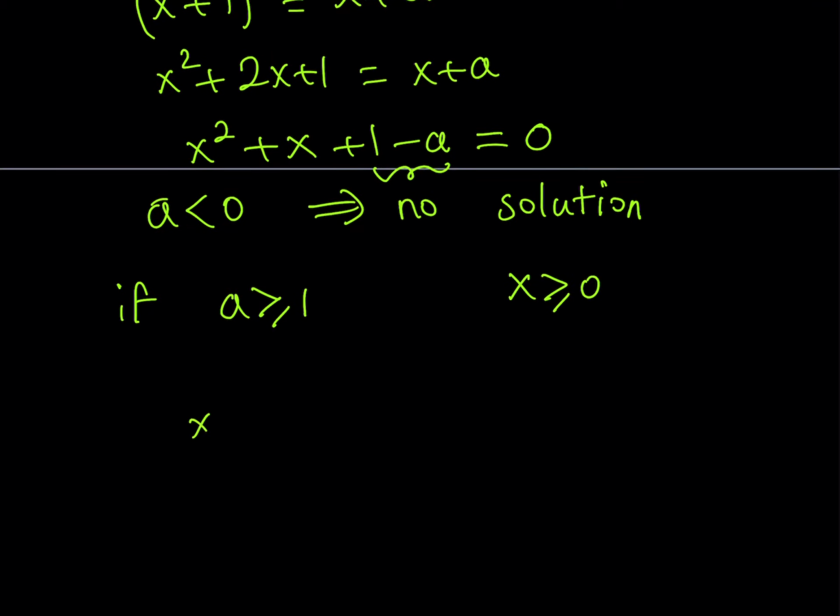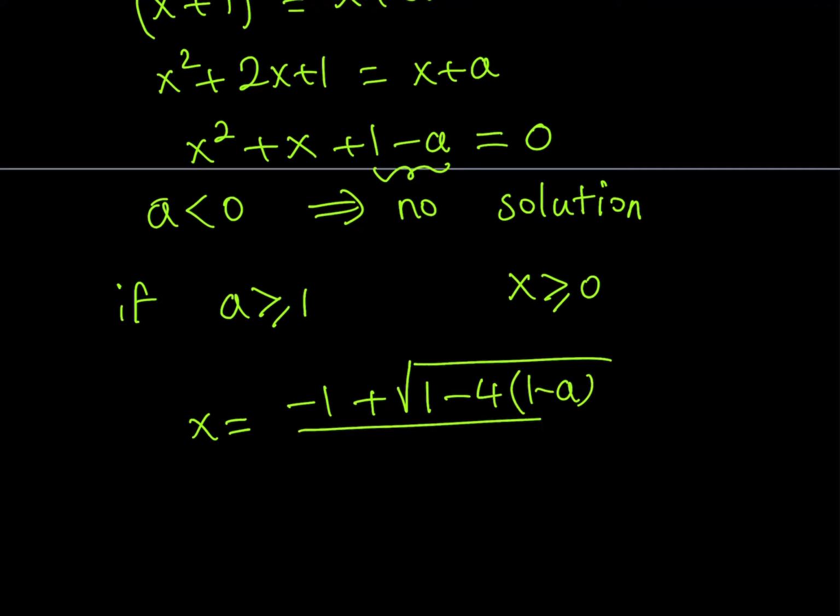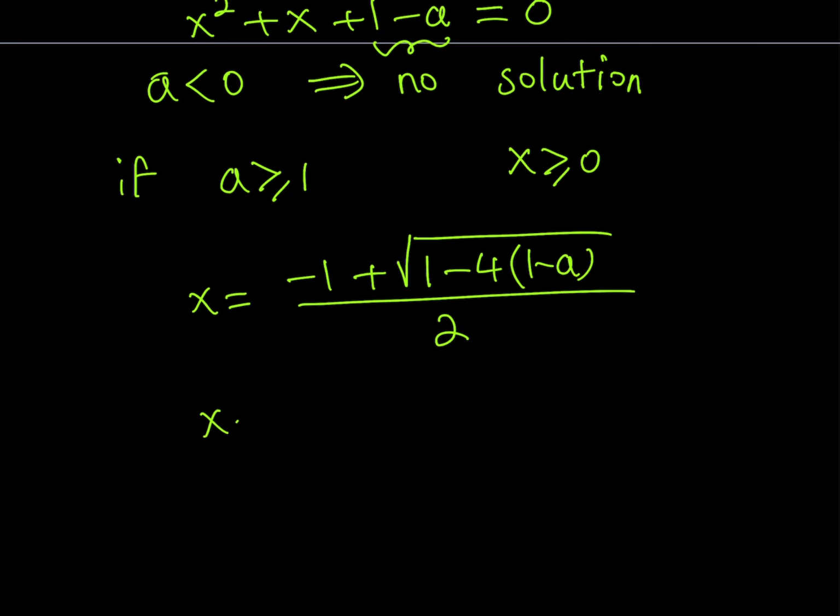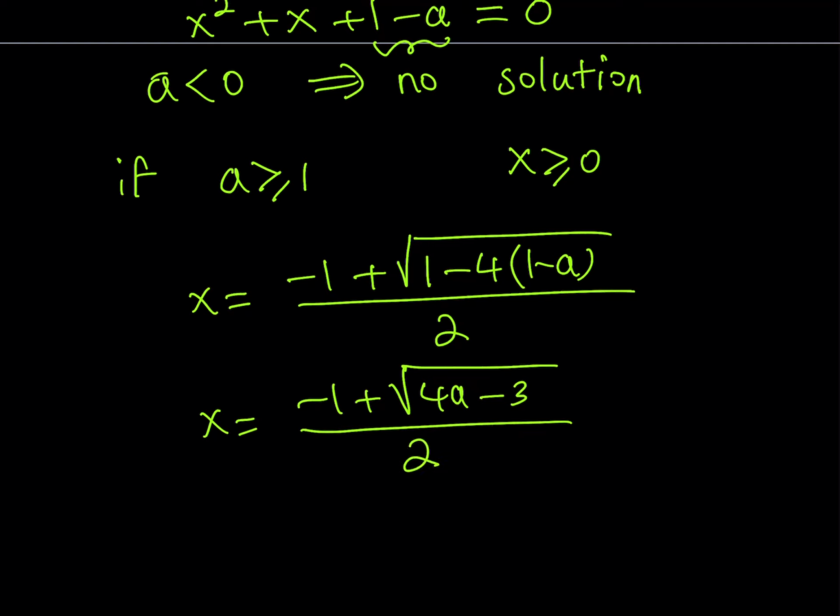So from the quadratic formula, we're going to be getting negative b, which is negative 1, plus, because we're not considering the negative, the square root of b squared, which is 1, minus 4ac, which is 4 times 1 minus a. And then let's go ahead and simplify this. From here, we should be getting negative 1 plus the square root of 1 minus 4, which is negative 3, and then we get 4a minus 3 under the radical, divided by 2, is going to give us the x value. So if a is greater or equal to 1, this is the only non-negative solution.